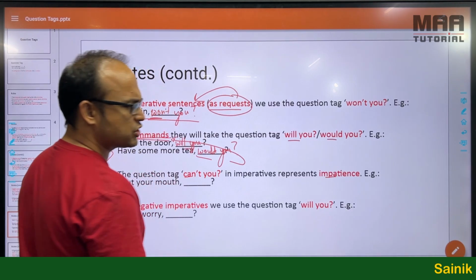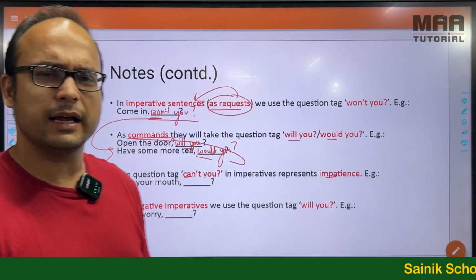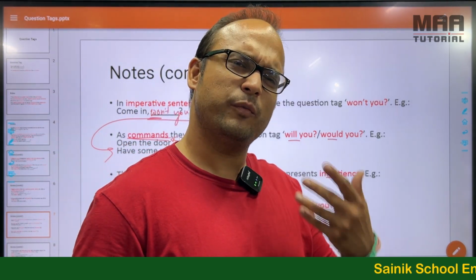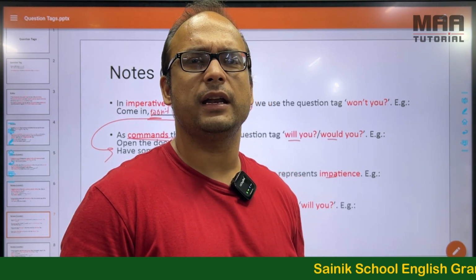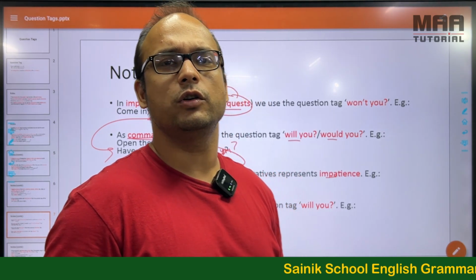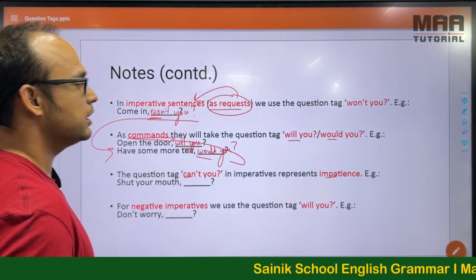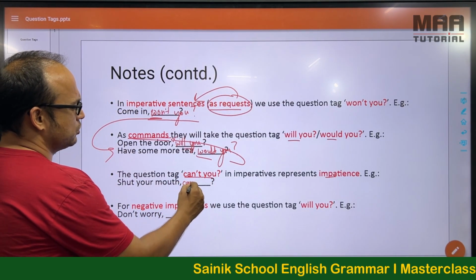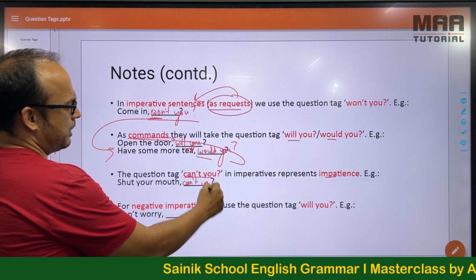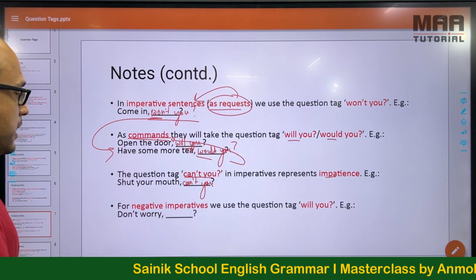Now if you are being very impatient, if you have asked someone to do something again and again and they are not listening, and now you've become frustrated and you're becoming angry and you're losing patience, you cannot wait anymore, that is called losing patience. If you're becoming impatient, then you can use can't you. Shut your mouth, can't you. This is you becoming impatient.